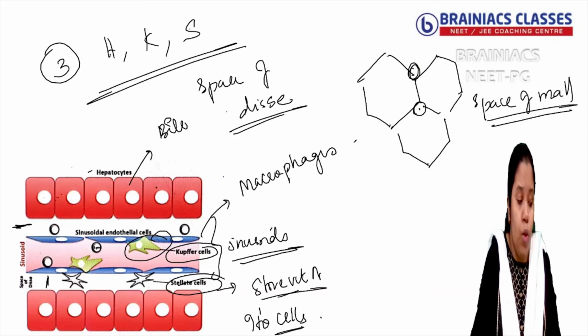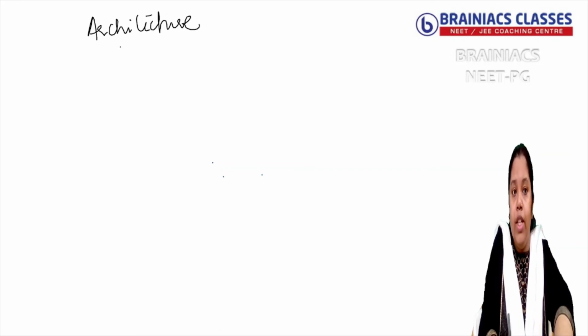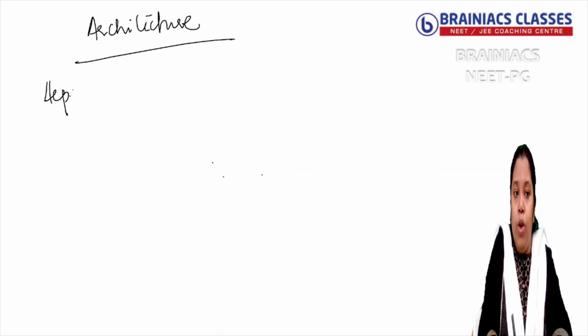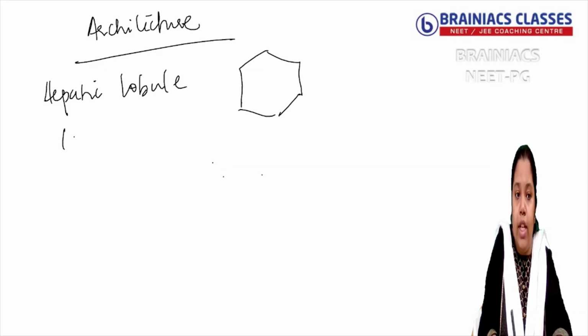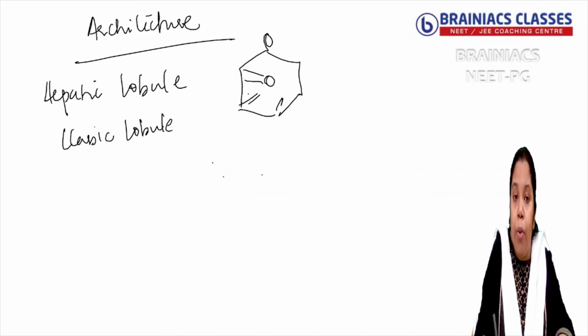Now I'm moving on to the liver architecture. One architecture we have already studied, that is the hepatic lobule, which is hexagonal in shape. That is also called the classic lobule. I have already described it. You have the cords of hepatocytes, at the center you have the central vein, and at the periphery you have the portal triad. This is the classic lobule.